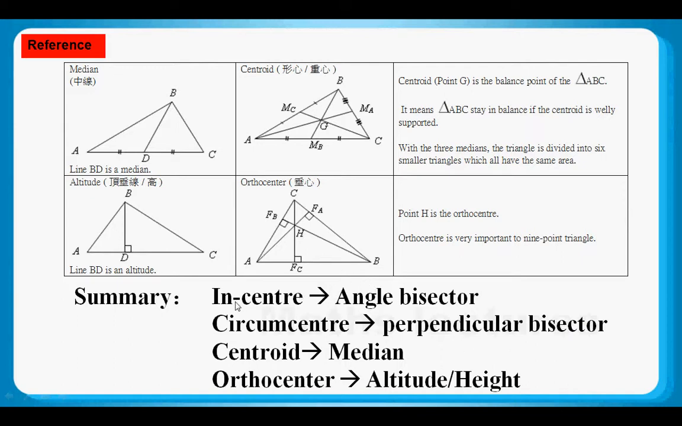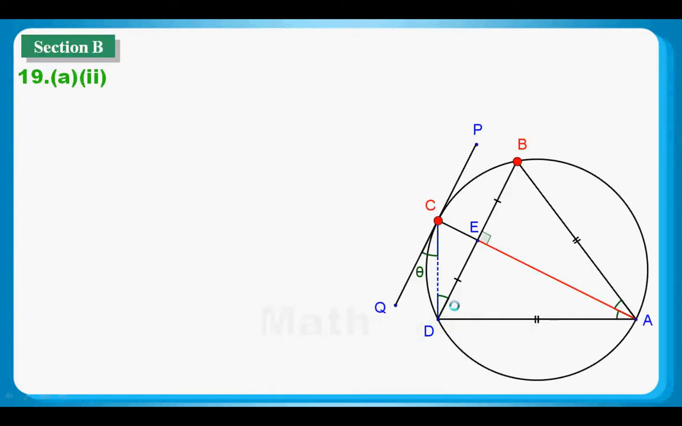When we talk about the incenter, we should remember angle bisector. For the circumcenter, we will need three perpendicular bisectors. Centroid: median. Orthocenter: altitude or height. So in the questions, we need to show whether these four centers are collinear.